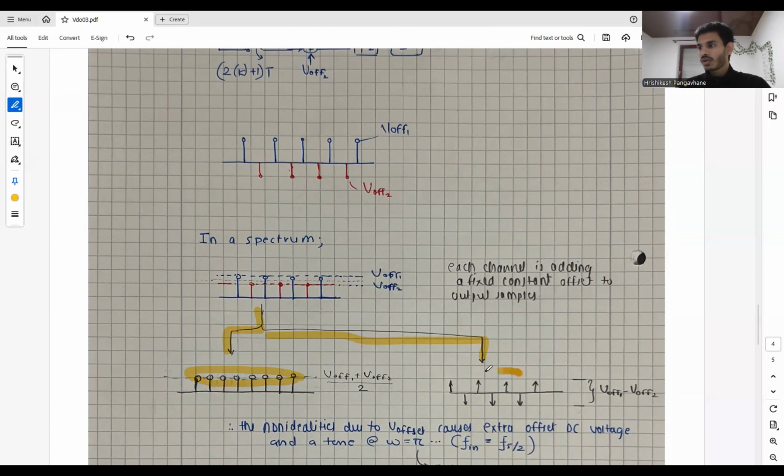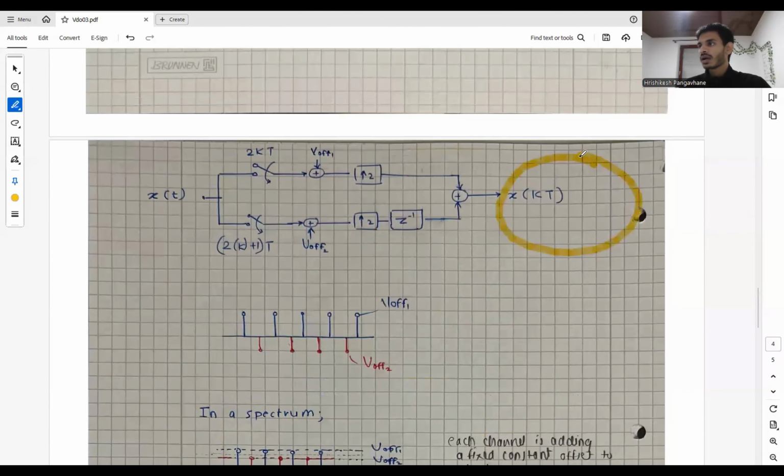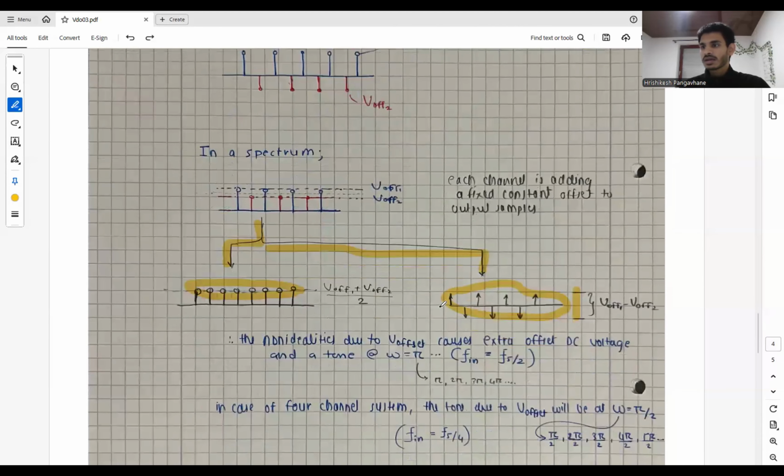So that's one parameter we will get along with our output samples. We will also get a tone like this, whose peak to peak value will be V1 minus V2. So these two non-idealities we will get along with our output sampled signal. The non-idealities due to V offset cause an extra offset DC voltage at the output, and along with that we have a tone with a frequency of pi. It repeats at pi, 2 pi, 3 pi, 4 pi.